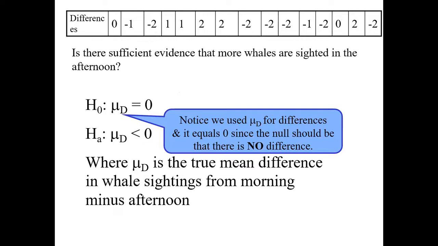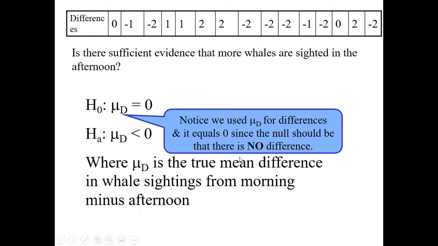So it's a negative since we're doing a smaller number minus a bigger number. Okay, and then they use mu of d and define what that is. So that where the mu of d is the true mean difference in whale sighting from morning minus afternoon. Okay, notice that they say mean difference here and not the difference in means. Be careful with that wording.